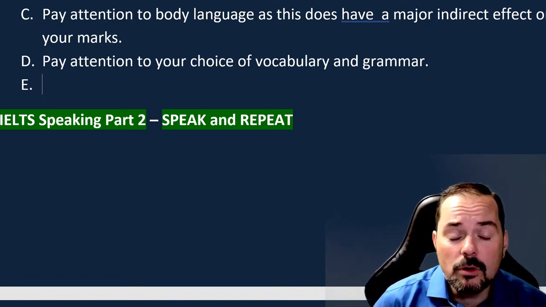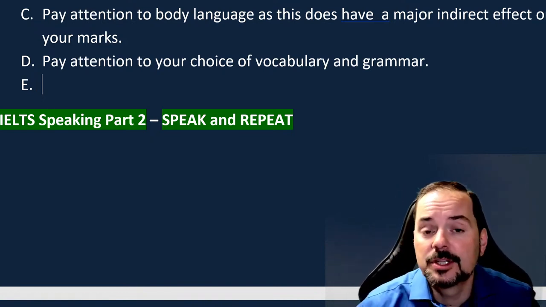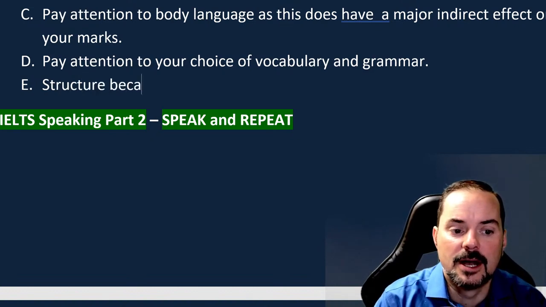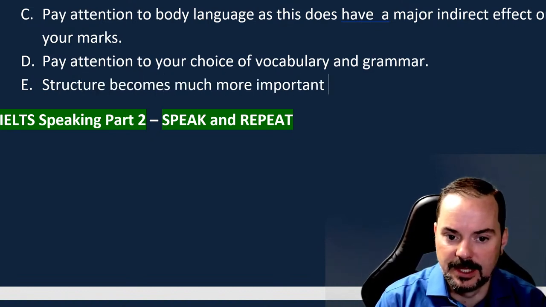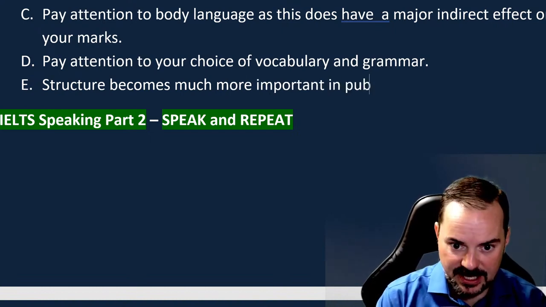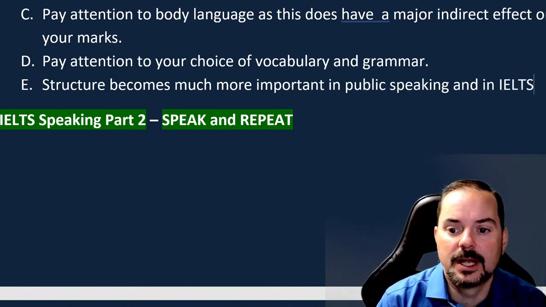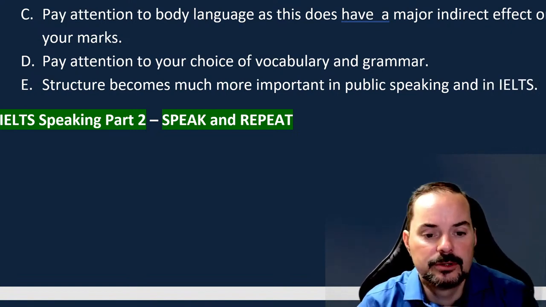Okay, and of course, there's more. We could keep going, but I'm going to mention one last one, and that is structure. Structure becomes much more important in public speaking and in IELTS, right? And it's true for part 2. And we're going to get to this part 2 right now.